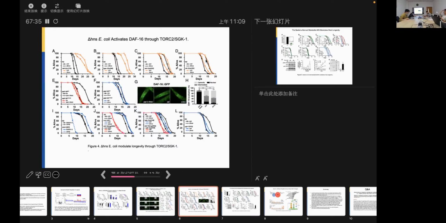Good. So what about E and F? E and F are about a different way to do this, right? Sorry, I'm doing it for you, right? Or do you want to continue with E and F?